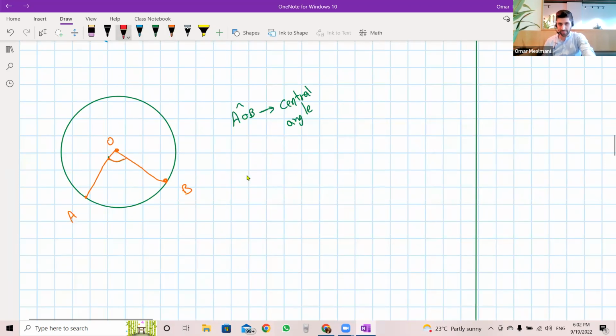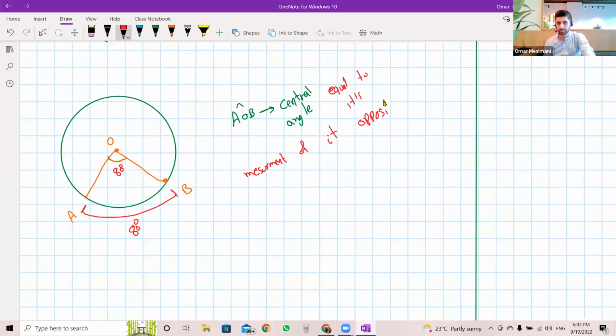If you want to calculate the measurement of the central angle, how do you calculate it? It is basically the same as the arc. If your arc has a measurement of 80 degrees, the central angle will also measure 80 degrees. So the central angle is equal to its opposite arc. That's important information, guys.